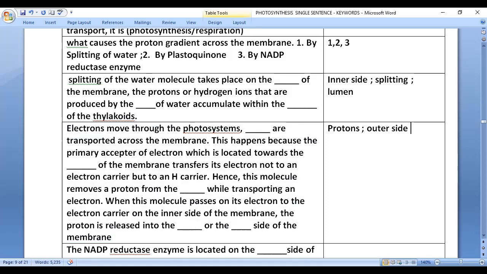transfers its electron not to an electron carrier but to a hydrogen carrier. Hence, this molecule removes a proton from the stroma while transporting an electron. When this molecule passes on its electron to the electron carrier on the inner side of the membrane, the proton is released into the inner side, or lumen side, of the membrane.